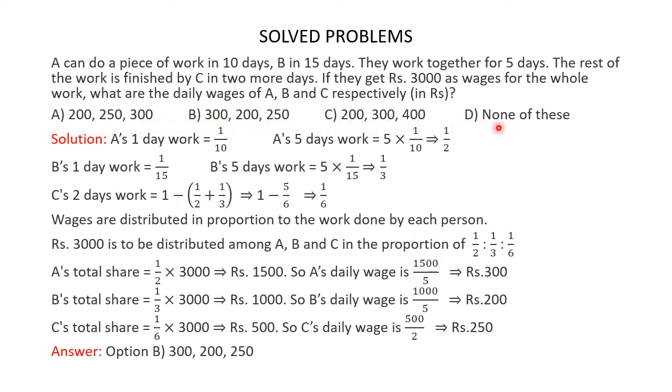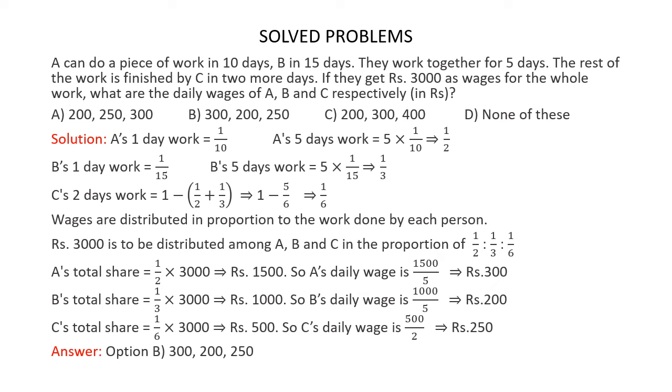Now it's given that A can do a piece of work in 10 days and B can do the same work in 15 days. So A's 1 day work is 1 by 10 and B's 1 day work is 1 by 15. It's given that they work together for 5 days. So A's 5 day work is 5 multiplied by 1 by 10, which is nothing but 1 by 2. Now B's 1 day work is 1 by 15. So B's 5 days work is 5 multiplied by 1 by 15, which is nothing but 1 by 3.